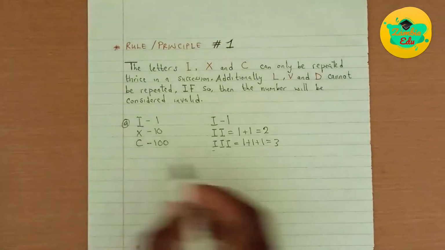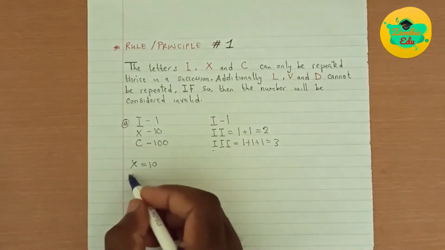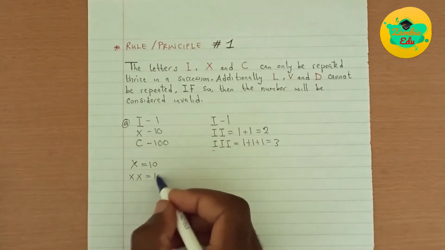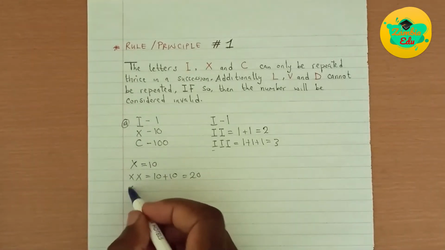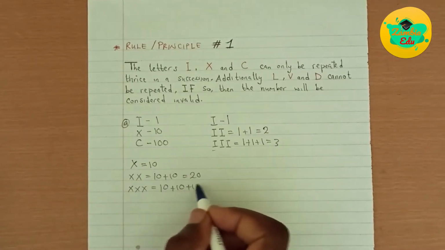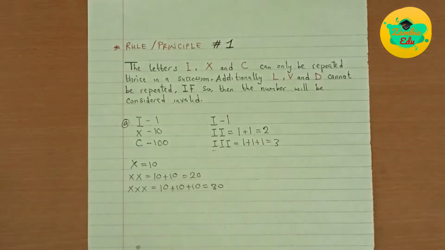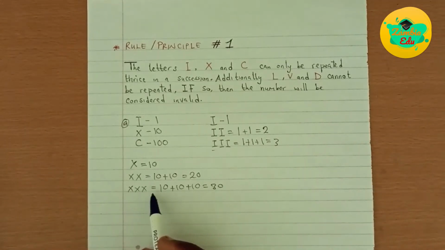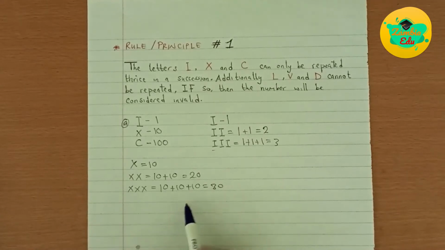In the same way, you can say XX. We know X is 10. If you say XX, it means 10 plus 10, which represents 20. If you say XXX, it means 10 plus 10 plus 10, which represents 30. And that's where you end. You cannot put 4 X's in a single row or succession in that way.